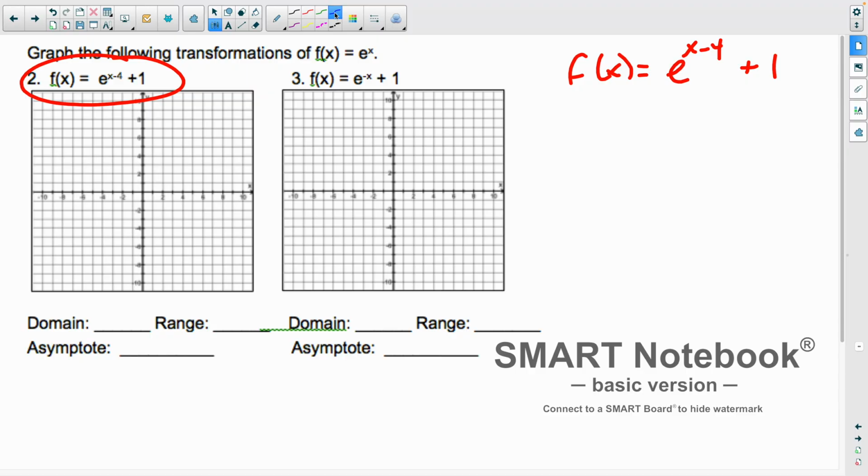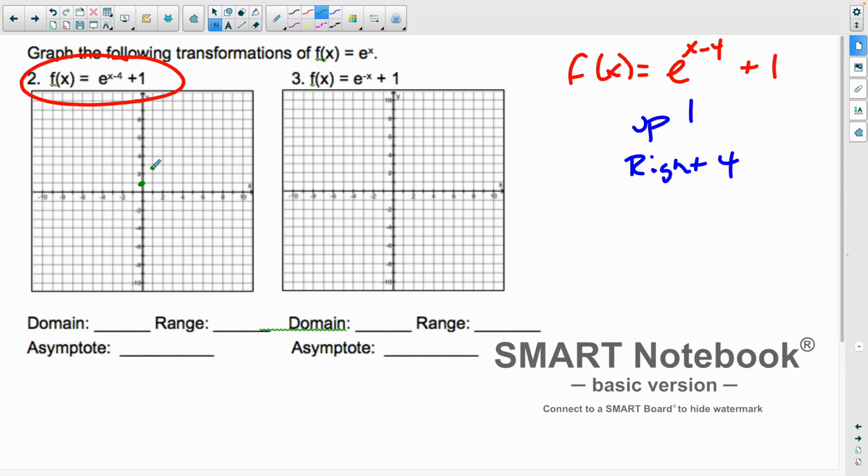What are the transformations? Up 1 and what? Right 4. Is that a negative or a positive? It's a negative. All right, up 1, right 4. What are my 2 points that I'm going to use? I was looking at the left one. 0, 1, and 1, e, which would be 2.718. So 1 and 2.718.